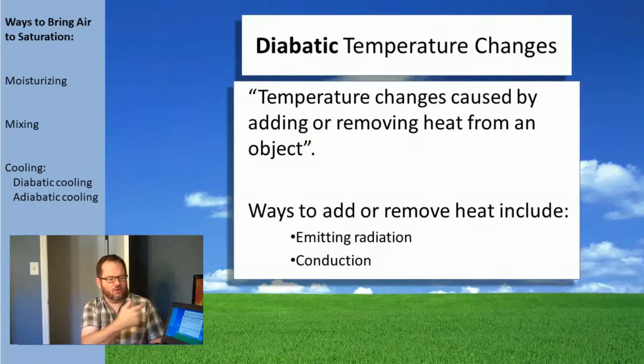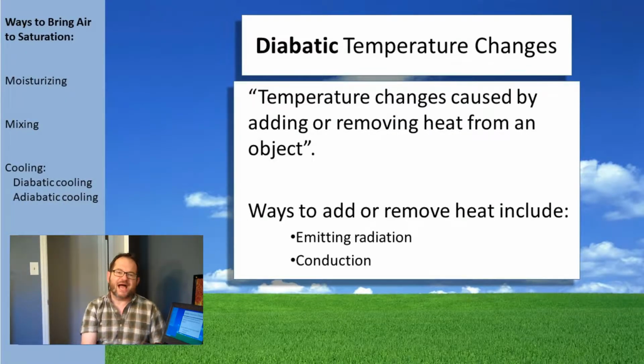Diabatic temperature changes. I'll take a definition that comes from one of the printings of your textbook. Diabatic temperature changes are temperature changes caused by adding or removing heat from an object. That sounds like a temperature change. Wait a minute, there's going to be an alternative to that? Yeah, there is. Diabatic temperature changes are where you literally are adding or removing heat from an object.